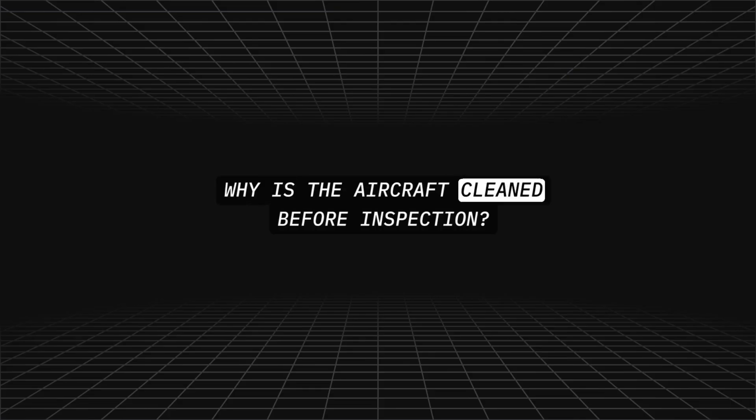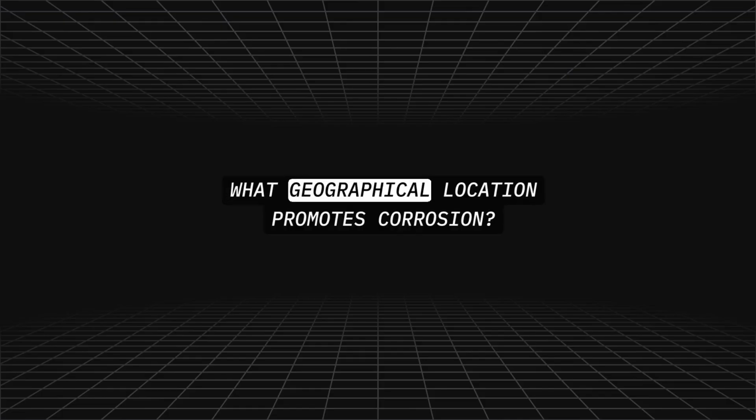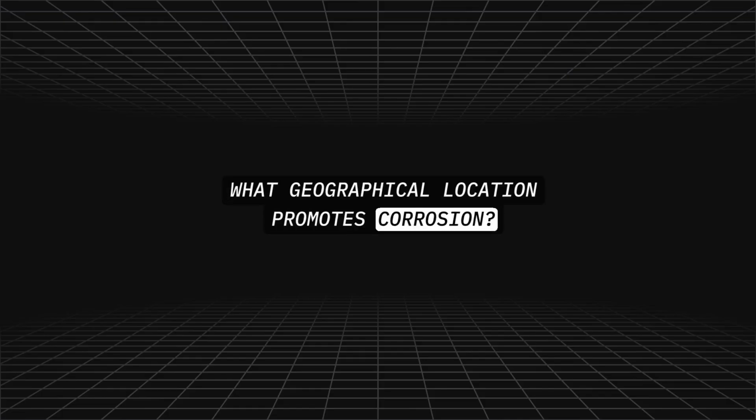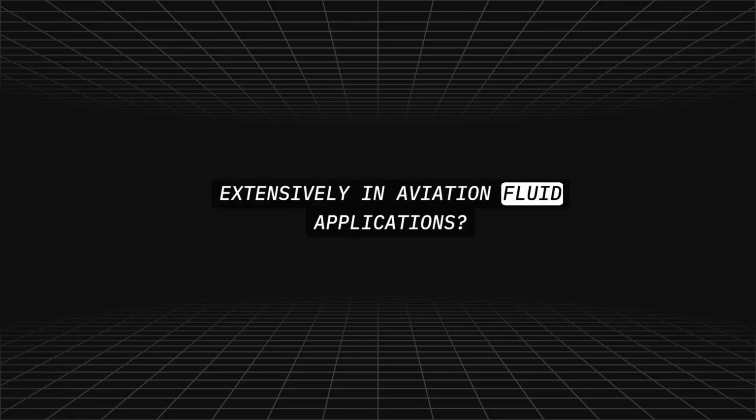Why is the aircraft cleaned before inspection? It enables the mechanic to conduct a more accurate inspection. What geographical location promotes corrosion? Coastal regions. In the early days of aviation, what tubing material was used extensively in aviation fluid applications?